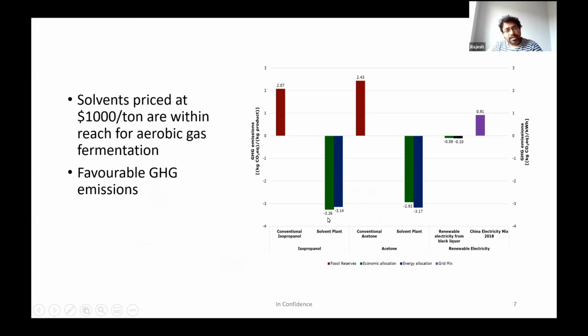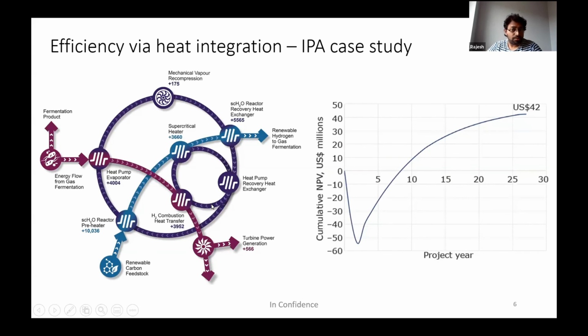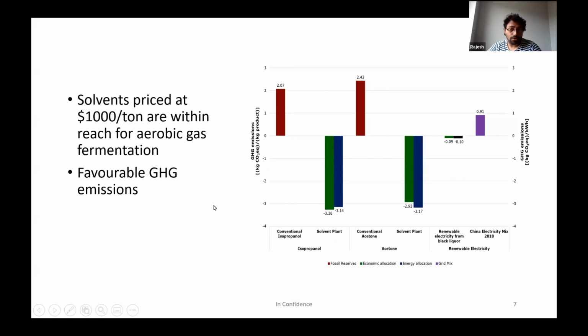Also, comparing it with already present processes like LanzaTech's gas fermentation producing ethanol, our isopropanol production plant also has favorable greenhouse gas emissions. So it has negative greenhouse gas emissions, which is positive, and it also has a favorable NPV, net present value. So it's a very important step in determining if aerobic gas fermentation is a techno-economically viable process.